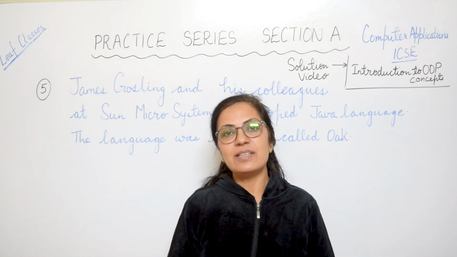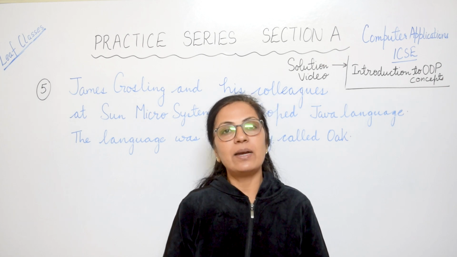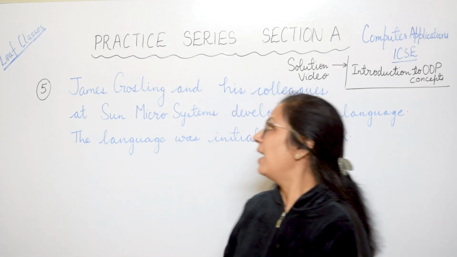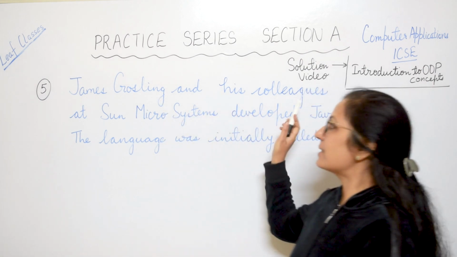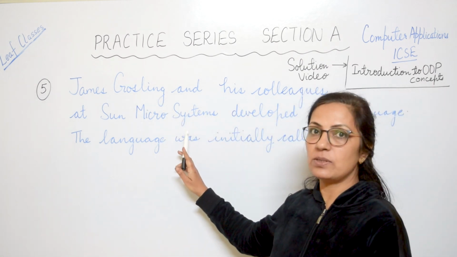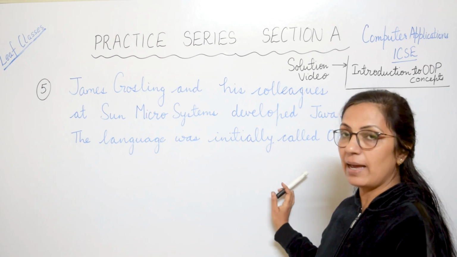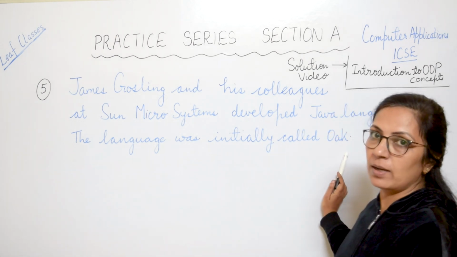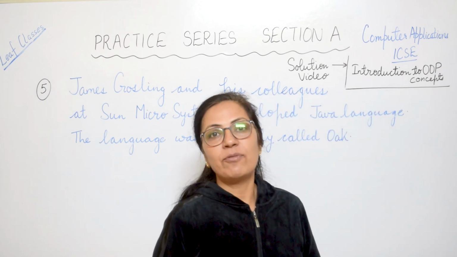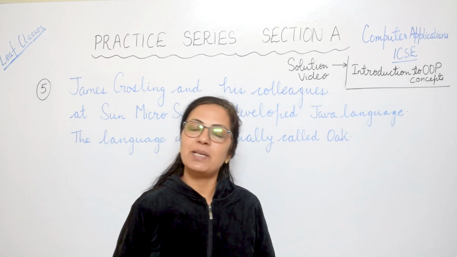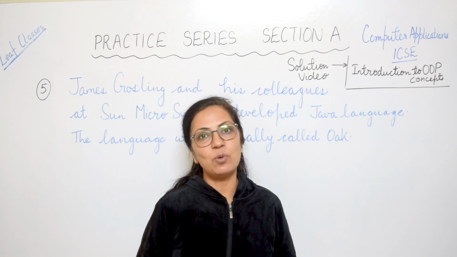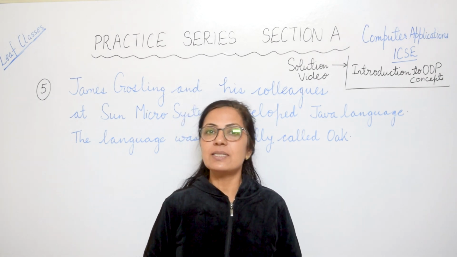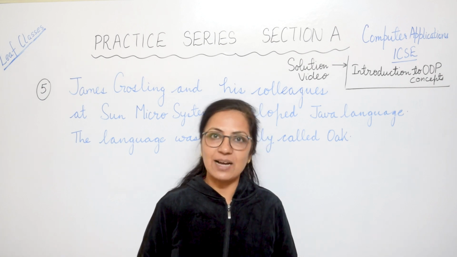Question number 5 is, who developed Java and what was it initially called? I hope all of you know this answer. James Gosling and his colleagues at Sun Microsystems developed the Java language, and it was initially called Oak. Oak trees were in front of his office, so based on the tree's name only, he named this language Oak, and afterwards the name was changed to Java.